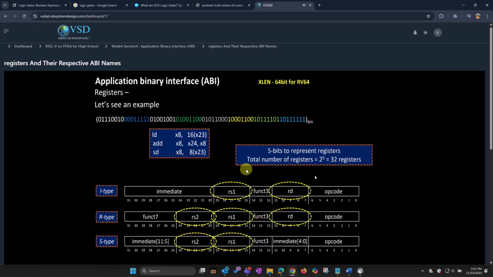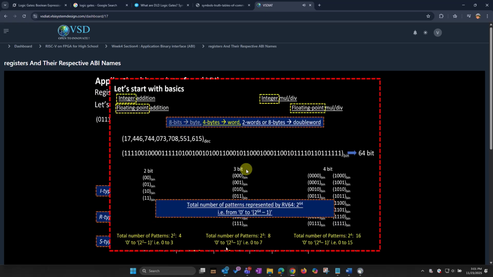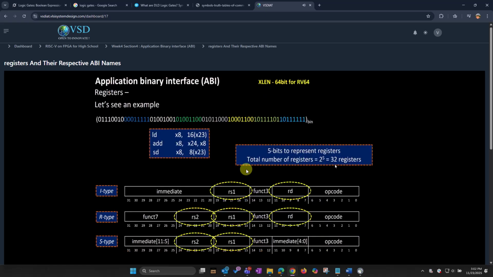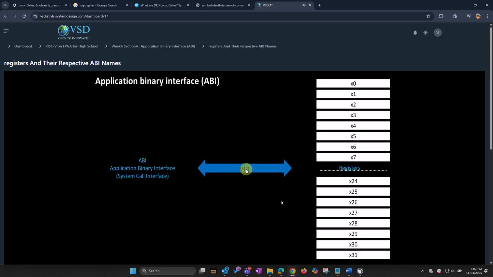The naming convention of the RISC-V integer registers is from x0 to x31, which is again 0 to 31, which is what we have seen over here as well. It's basically 0 to 2 to the power of the number of bits minus 1, that is 0 to 7 for 3 bits. Similarly, it's 0 to 2 to the power 5 minus 1, which is 0 to 31. And that's why you have x0 to x31 registers.